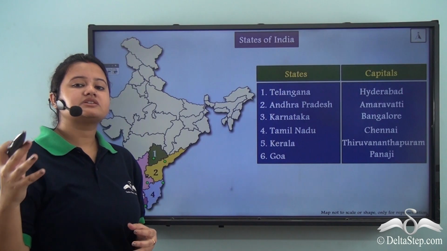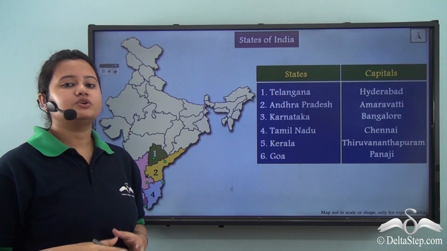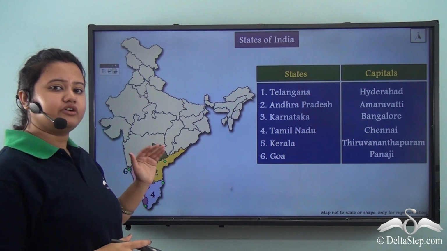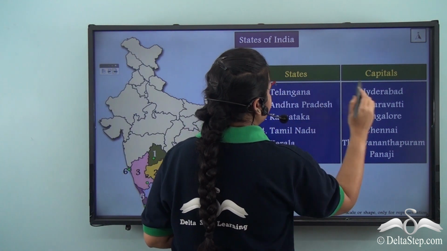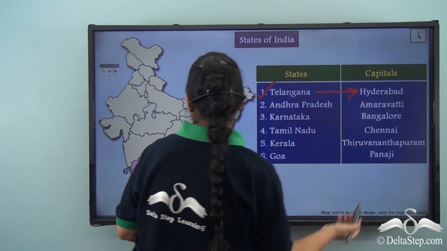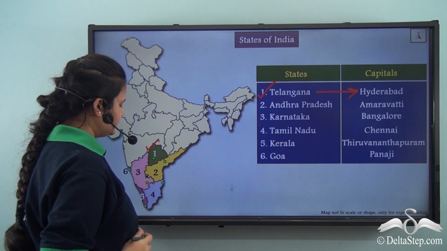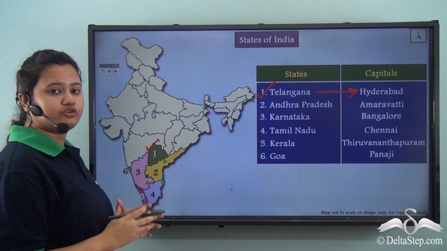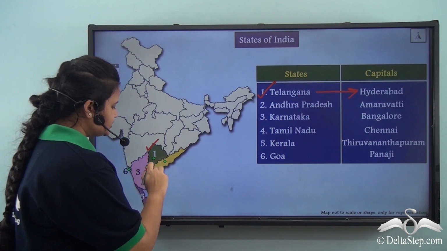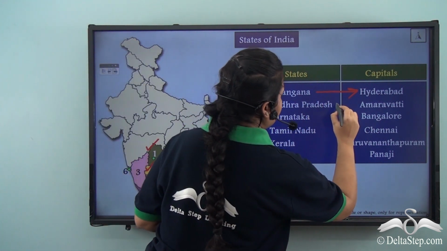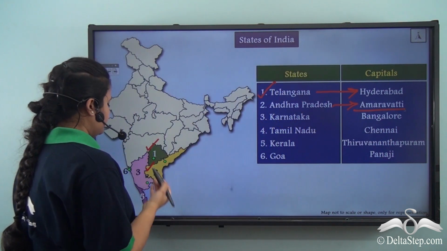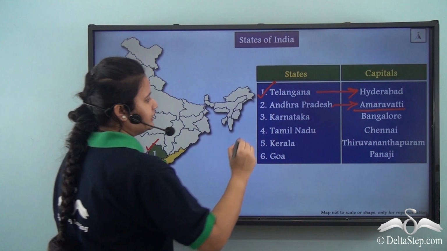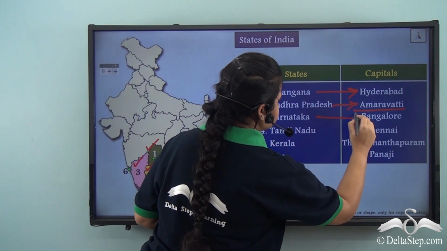Let us now discuss the states that are located in the southern part of our country. Firstly, we have Telangana with its capital at Hyderabad. This is the state of Telangana. To the southeastern part of Telangana lies the state of Andhra Pradesh, and the capital of Andhra Pradesh is Amaravati. Then we have the state of Karnataka with its capital at Bangalore.